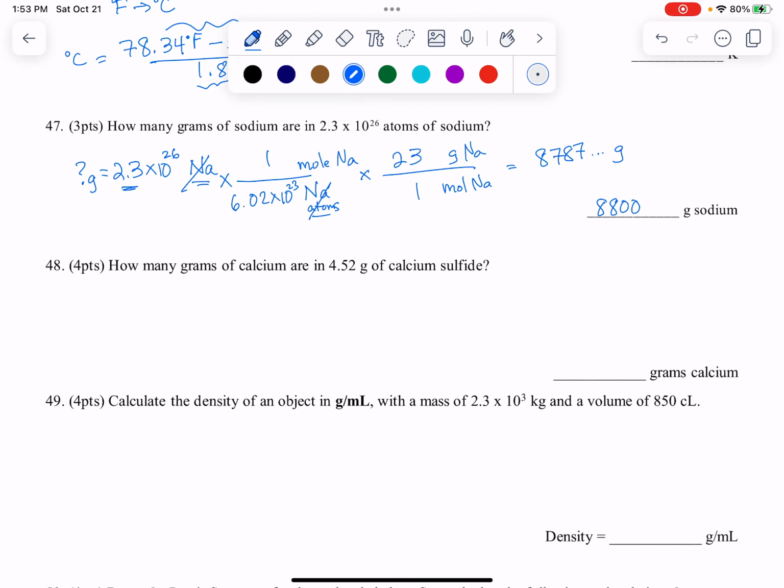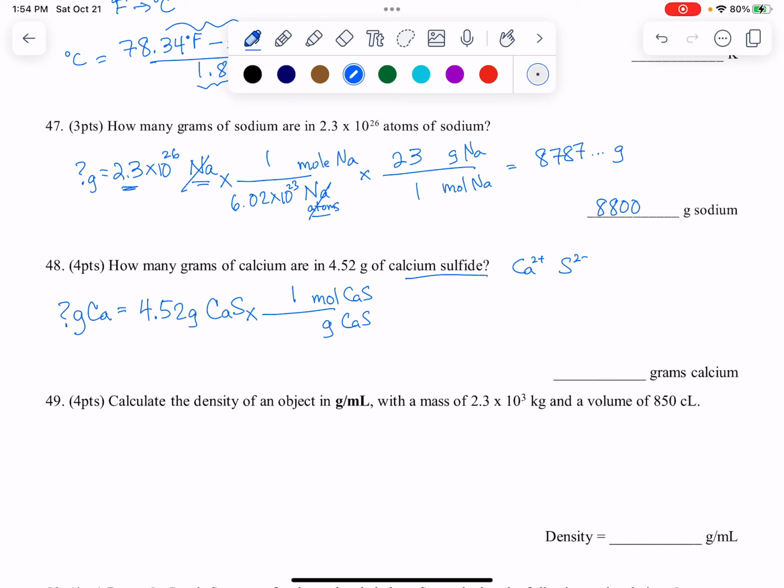How many grams of calcium are in 4.52 grams of calcium sulfide? So how many grams of just calcium are in 4.52 grams of calcium sulfide? Calcium is +2, sulfide is -2, so that's CaS. I'll need to take grams of calcium sulfide to moles of calcium sulfide. Remember, to get between calcium sulfide and calcium, I've got to go through moles.